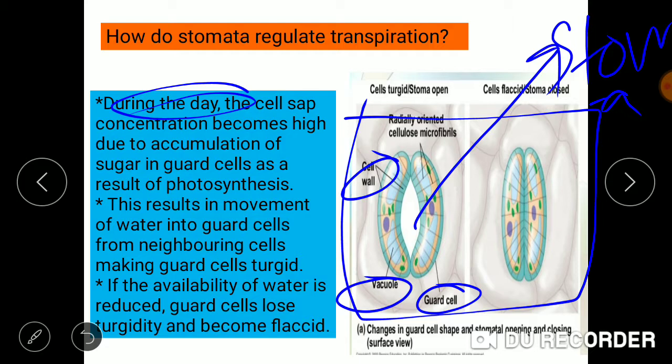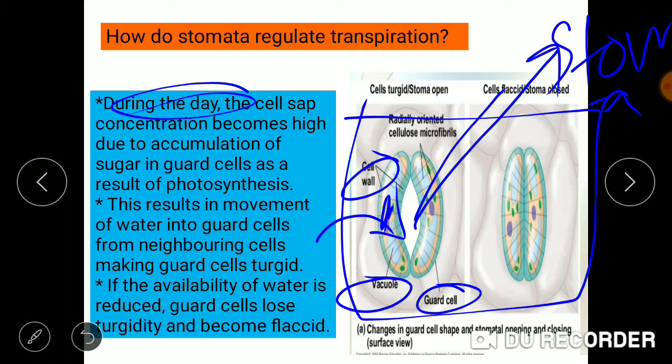Now, when the process of photosynthesis occurs, then the cell sap concentration will be high in the guard cells. And according to the process of osmosis, the movement of water is from low solute concentration to the high solute concentration. So the water movement takes place from the surrounding cells to the guard cells, and the guard cells become turgid and lead to the opening of the stomata, and the stoma region will be visible now. Through this stoma region, the exchange of gases may occur and the process of transpiration can occur, and the loss of water in the form of water vapor can occur.